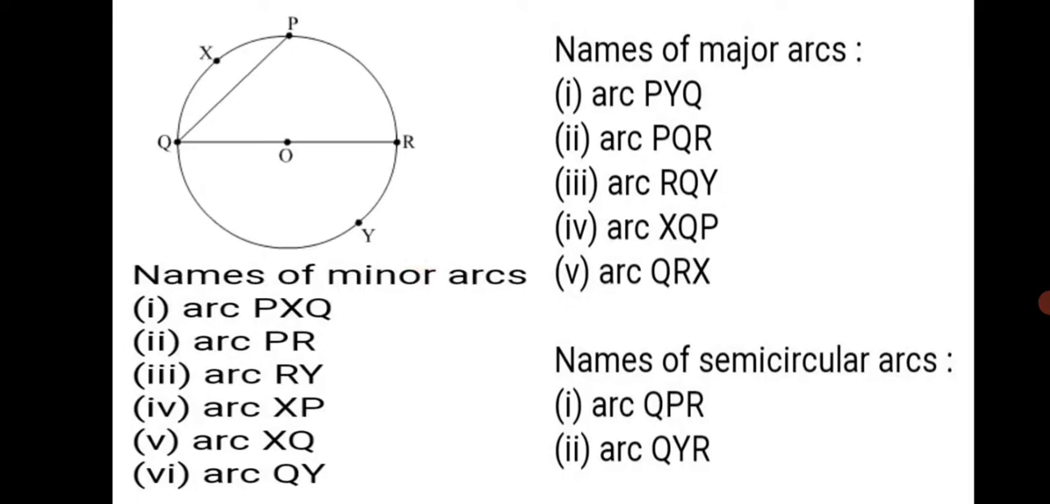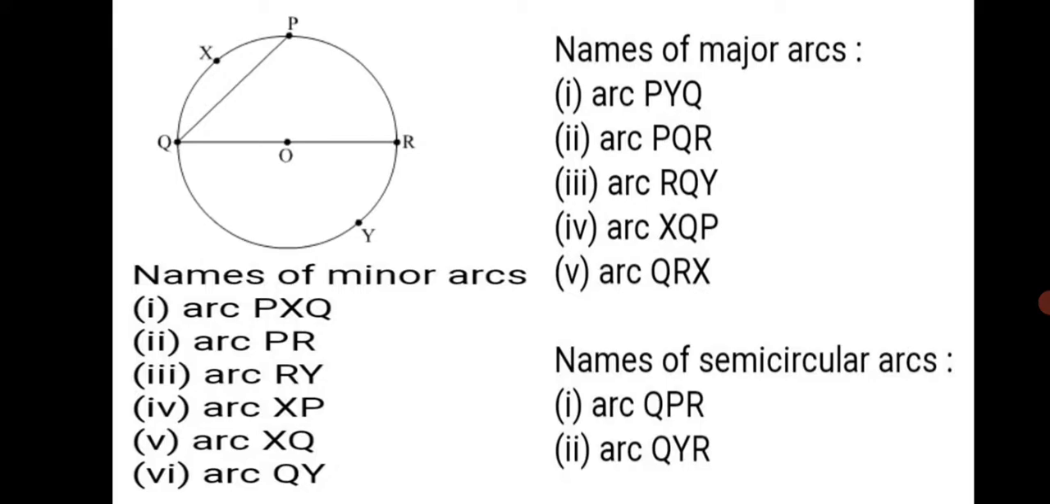So here we have minor arc P. From P we start. Minor arc PXQ less than 180. PXQ is a minor arc. Next, we have arc P. We again start with P and we move on to R. PR. So PR is another minor arc. A minor arc can be denoted with two letters. So next minor arc we can take is, from here only we will take RY, another minor arc.